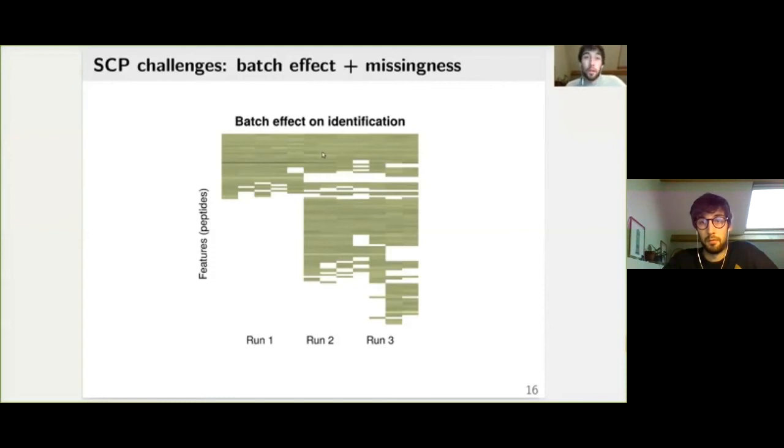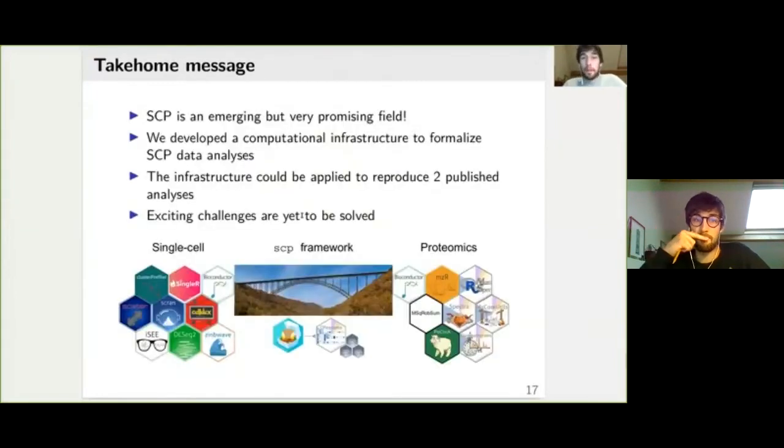On rows are different peptides and columns are different samples. And you see several samples have been acquired in the same run. And we can see blocks where some peptides were not identified in one batch, but they were in another. So I want to conclude my presentation with some take-home messages.